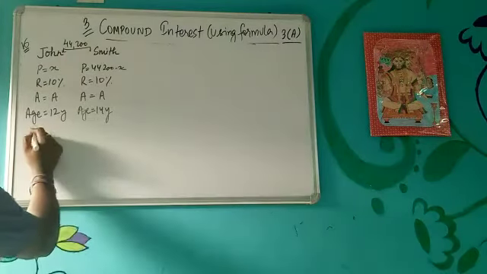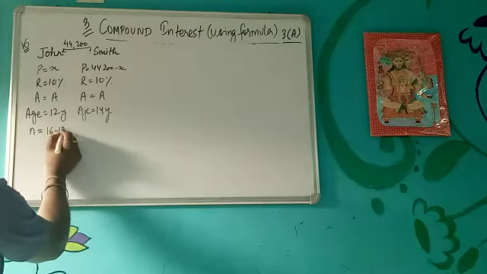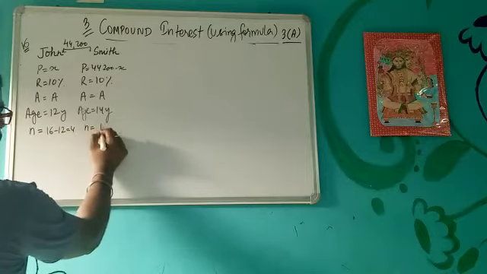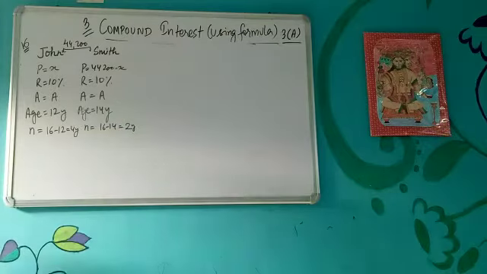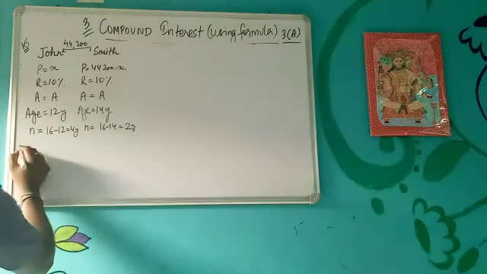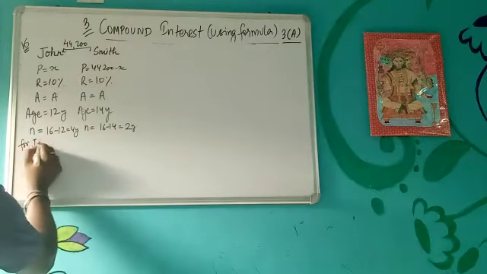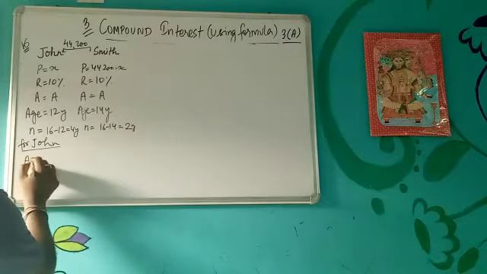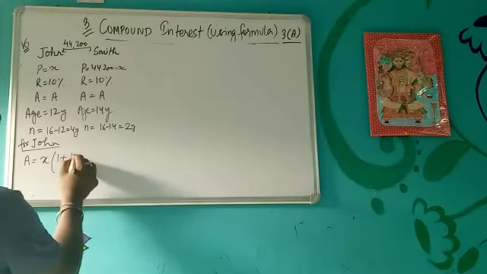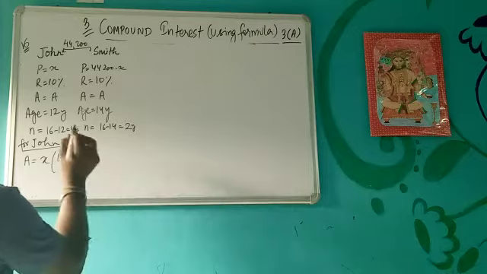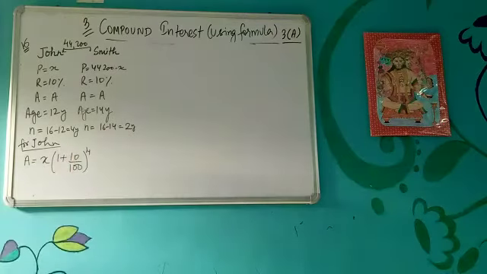That is, for him n will be how much? 16 minus 12, that is 4, and for him n will be 16 minus 14, that is 2. So after they attain the age of 16 years, they both get the equal amount. So we have to calculate their investment. So what we are going to do, we will calculate for John the amount. Amount will be how much? X into 1 plus 10 upon 100 to the power 4.